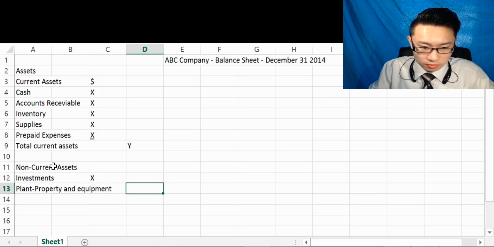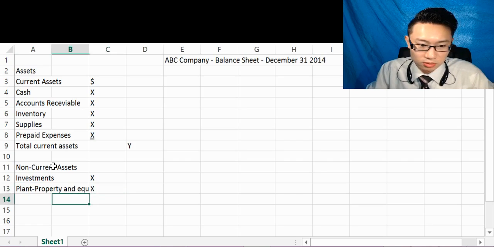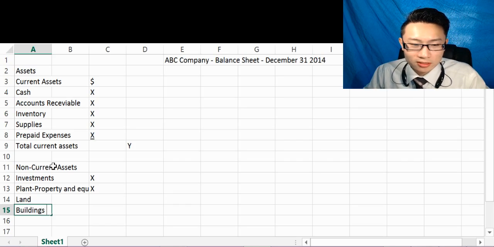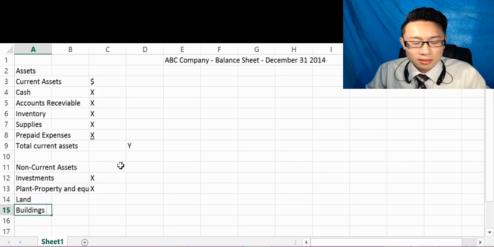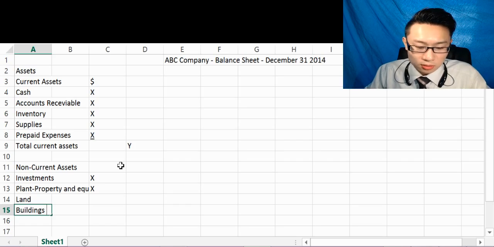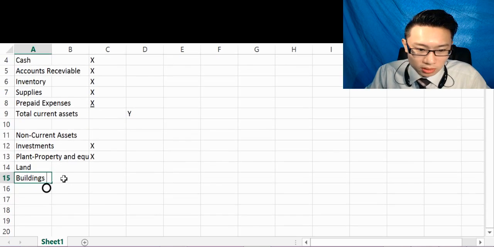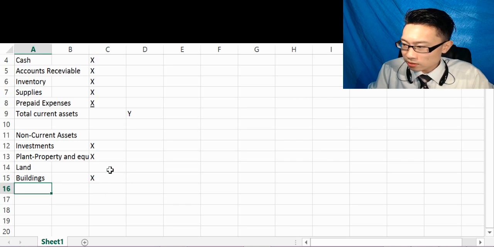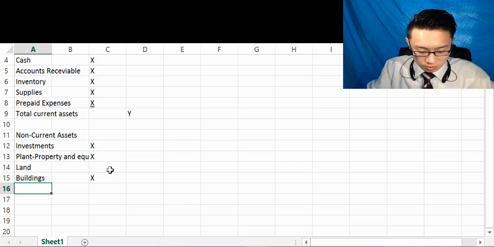Oops, I'm just going to put my X here. Let's see if it still works. And land, buildings. This might be slow and tedious, but if you follow me and type this, eventually it will get into your head. So when you see plant, property, equipment, you'll eventually know that as non-current assets. You can just do it naturally. So buildings, put an X. What else do we have? I'm going to put in equipment.